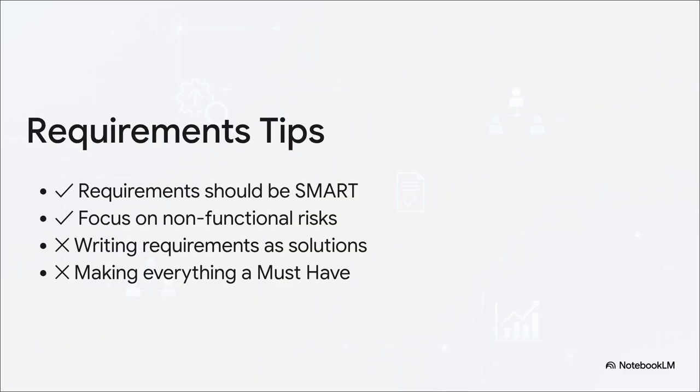Just a quick heads up, avoid the temptation to write your requirements as solutions. You want to describe what is needed, not how to build it. And please don't make everything a must-have. True prioritization requires trade-offs. As a pro tip, focus heavily on those non-functional risks, like security or performance, and make sure every requirement is SMART: specific, measurable, achievable, relevant, and time-bound.